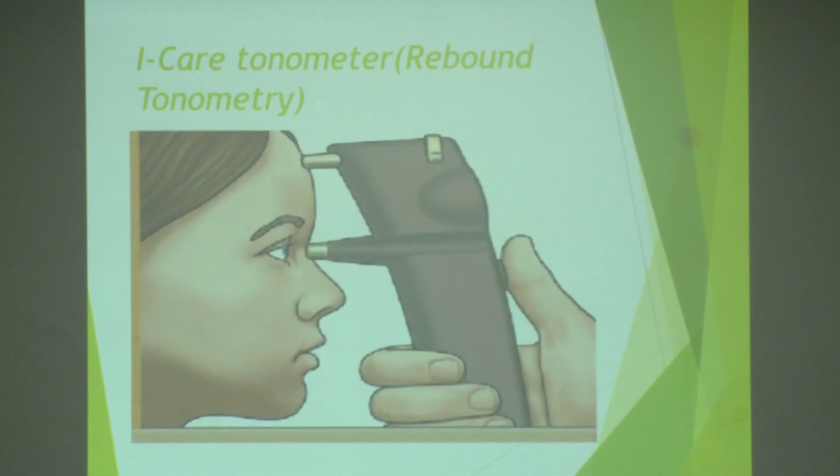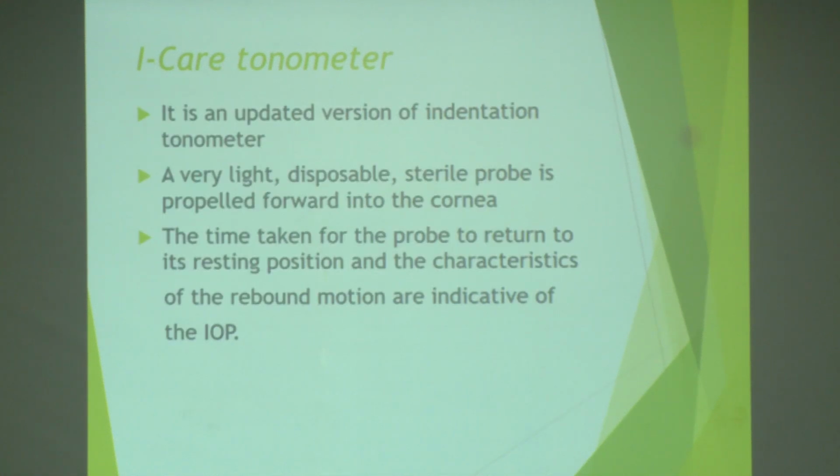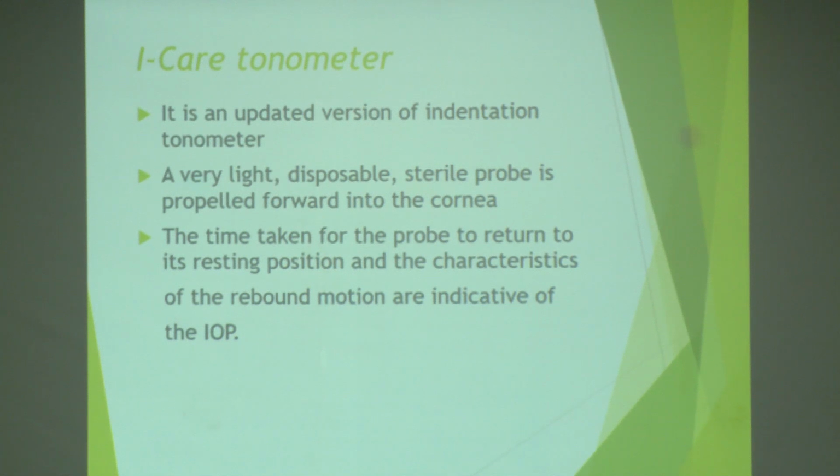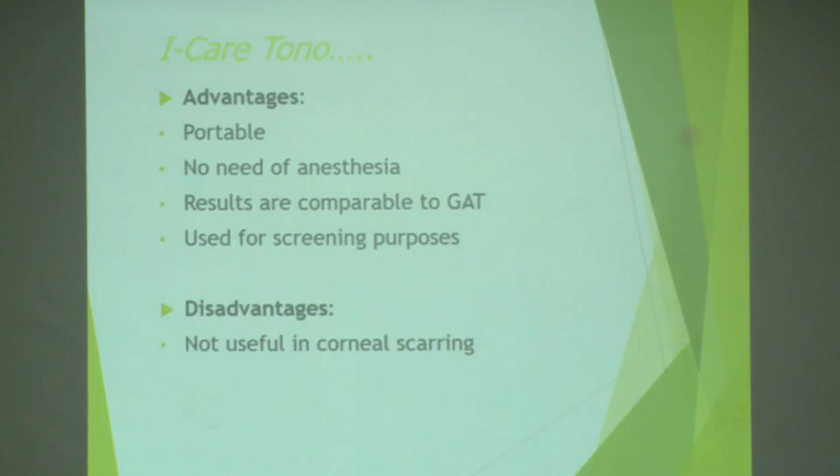iCare tonometer, it is an updated version of the indentation tonometer, and a very light disposable sterile probe is propelled forward into the cornea, and the time taken for the probe to return to its resting position and the characteristics of the rebound motion are indicative of the IOP. The advantages are results are comparable to the Goldmann applanation tonometer and useful for screening purposes. And disadvantages are not useful in corneal scarring.